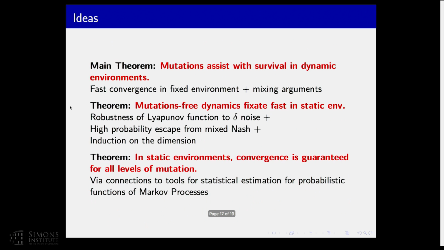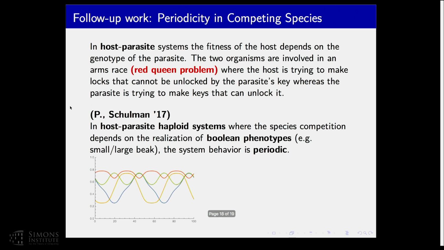Okay? And there are a bunch of interesting ideas about proving these things that have to do with robust extensions of Lyapunov theory and even connections with statistical estimation for Markov processes, but I don't have time to get into the details. Just look at the paper. But instead I want to point out a very interesting follow-up work that asks: what if the evolving environment is not exogenous, but endogenous? So I co-evolve against a predator. It's prey-predator or host-parasite.